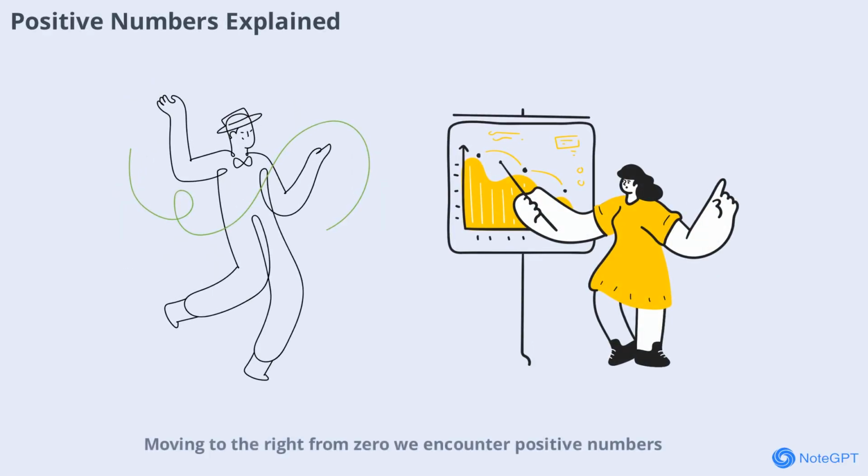Moving to the right from 0, we encounter positive numbers. These are the numbers we use most often in daily life, like counting objects or measuring distances. On the number line, each step to the right increases the value by 1. This clear visual progression helps us understand how numbers grow and how addition works. For example, moving from 0 to 1, then to 2, and so on, shows the natural order of counting numbers.